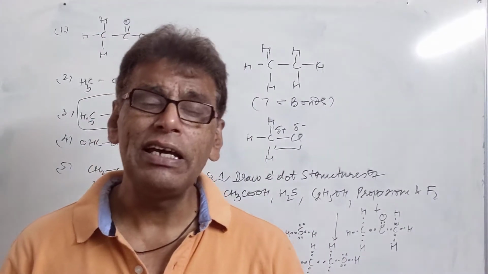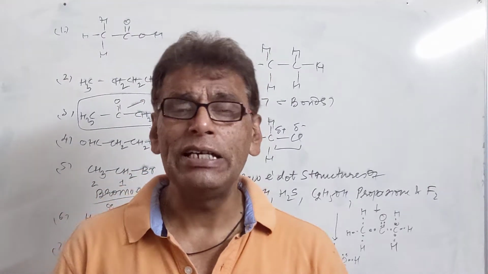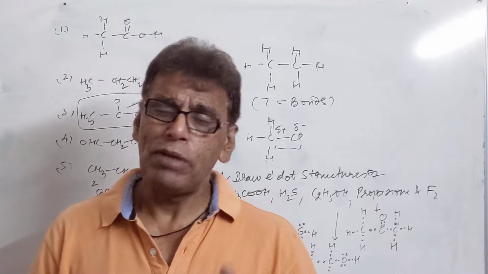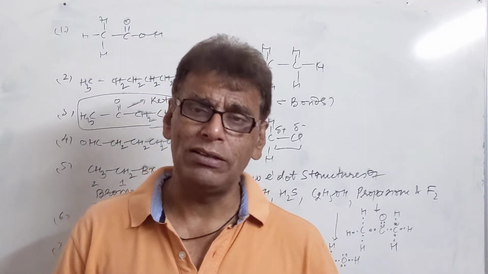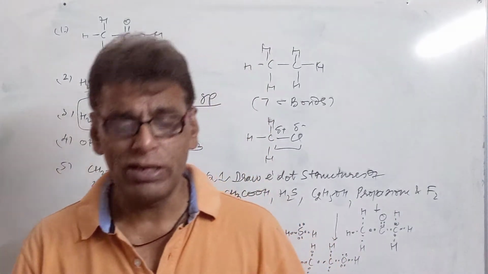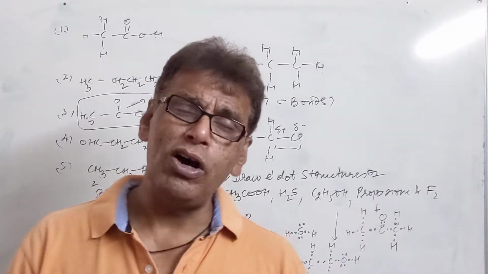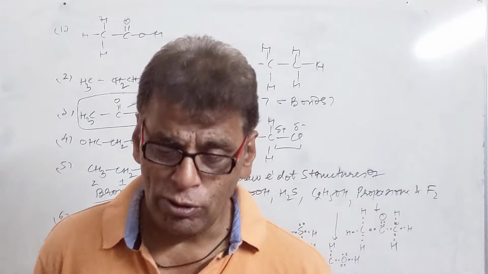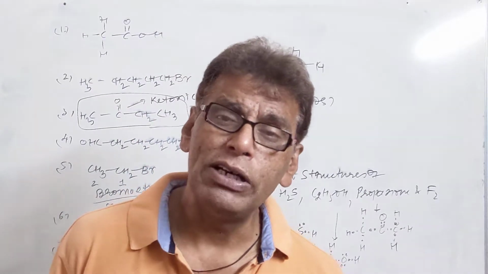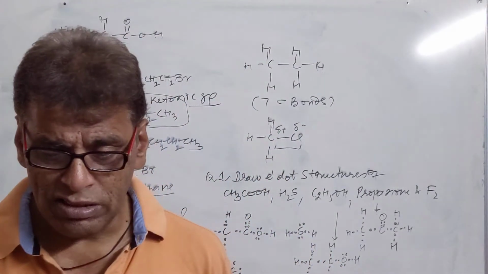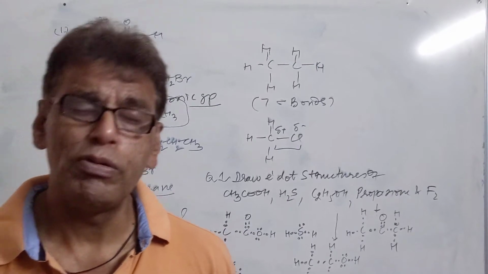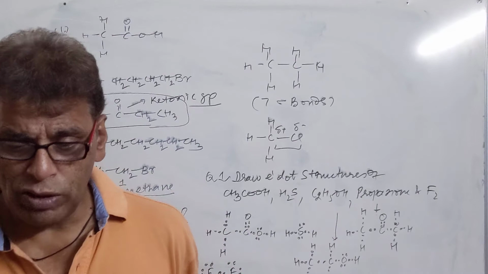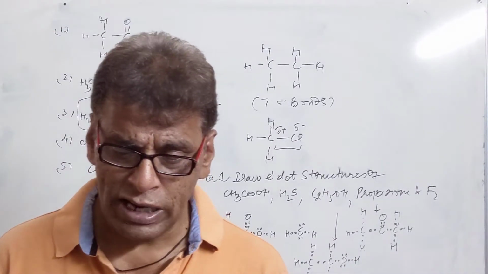In industry, vegetable oils are changed into vegetable ghee by passing hydrogen gas in the presence of nickel through these oils at a temperature of around 500 Kelvin. So vegetable oils are changed into vegetable ghee by passing hydrogen gas through them. This is the industrial application, used to prepare vanaspati ghee from these oils. Then we have: which of the following hydrocarbons undergo addition reaction?